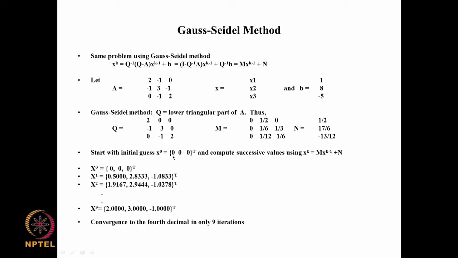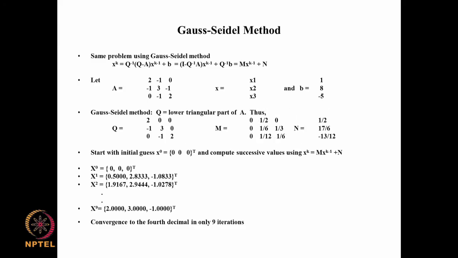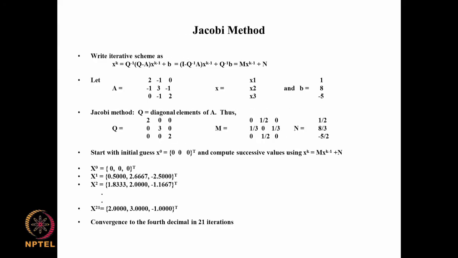So, we can start with the same initial guess and then we can compute successive values of xk using M xk minus 1 plus N, and so you start with this and then you get this and then you get this, and in this particular case we find a solution in only 9 iterations. Okay. So, this is in a way the characteristic way in which we can do this.